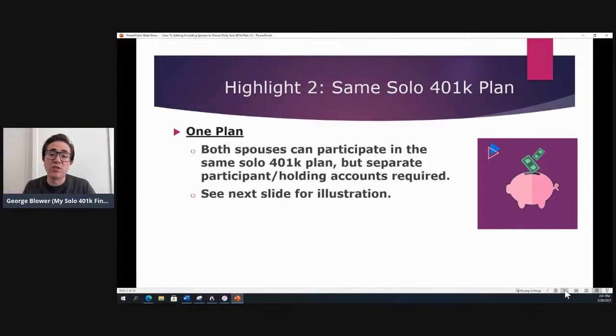But one exception to that one participant requirement is for spouses that work in the business and report their own self-employment income. So if the other spouse is going to participate in the plan, then the spouse needs their own separate holding account or participant account.